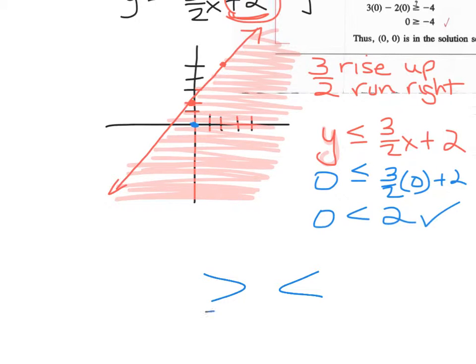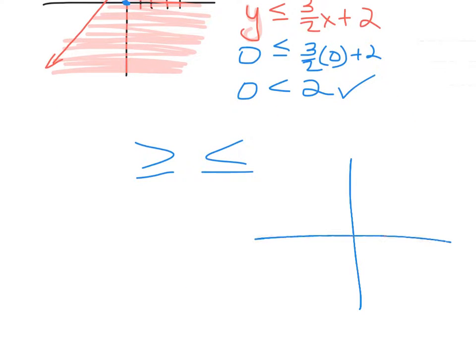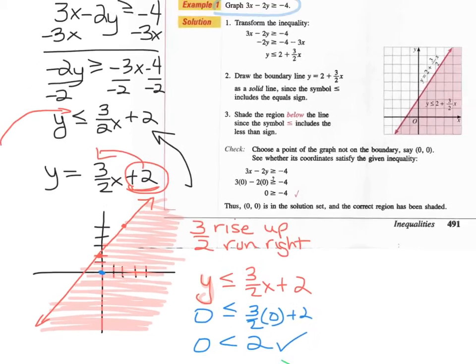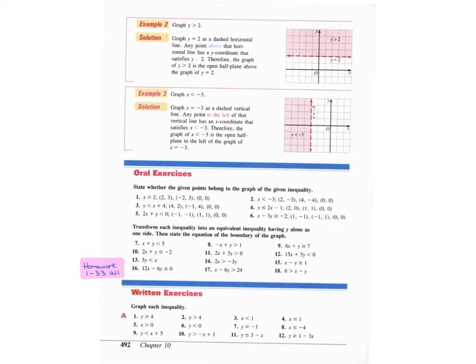However, if it's got the underline, the equal to part, then it's a solid line. And then from there, you either shade above the line or below. Sometimes if your line's vertical, you might be shading to the left or to the right. It depends on the inequality symbol. So let's see what else we have here.